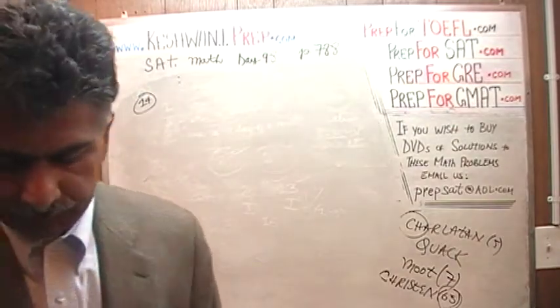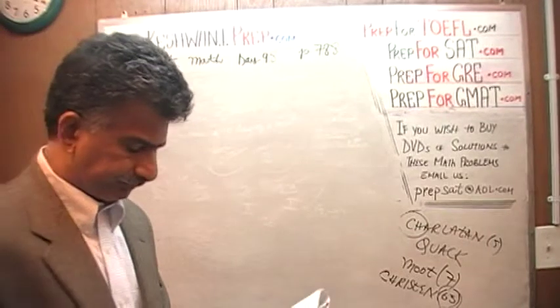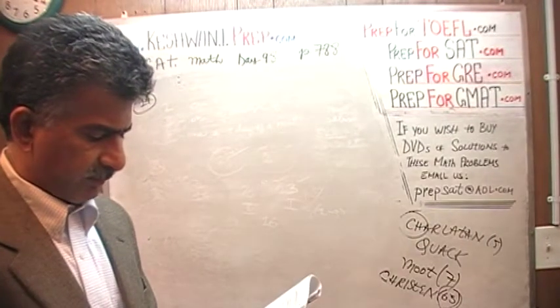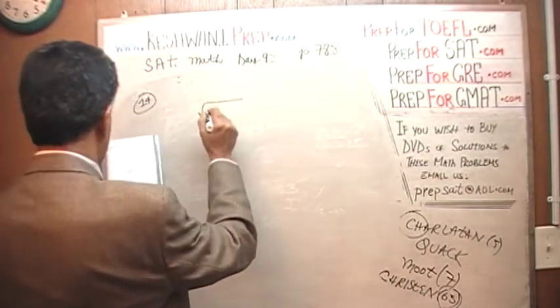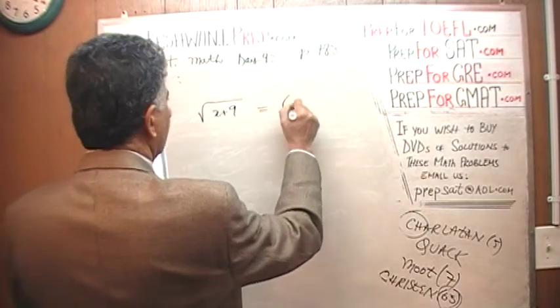Sometimes it's just a matter of reading it properly and taking your time. Do you understand? For all values of x greater than 3, the equation above is equivalent to which of the following? Alright, so the equation given to us is: square root of x plus 9 equals x minus 3.